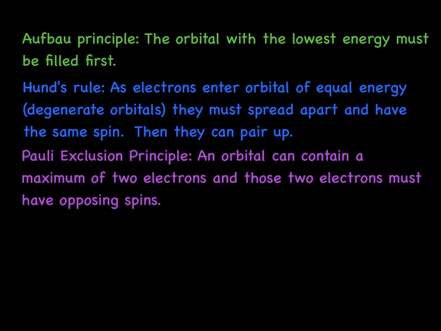The second rule is Hund's rule. As electrons enter orbitals of equal energy, which are called degenerate orbitals, it's an important term, they must spread apart and have the same spin. Then they can pair up. And I know this doesn't make much sense. It will make more sense when we do some more examples. The next one is the Pauli exclusion principle. An orbital can contain a maximum of 2 electrons, and those 2 electrons must have opposing spins.